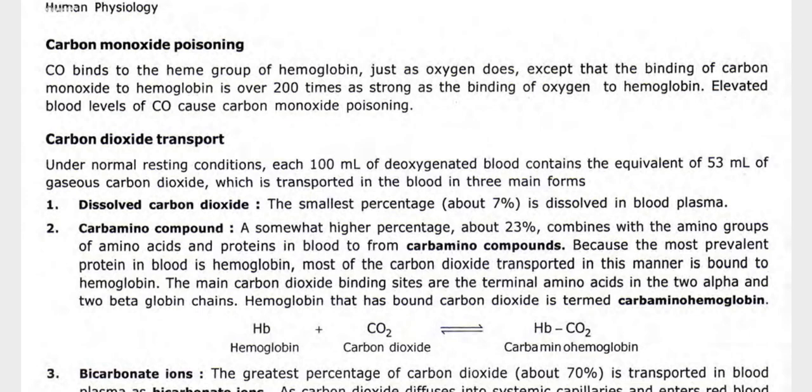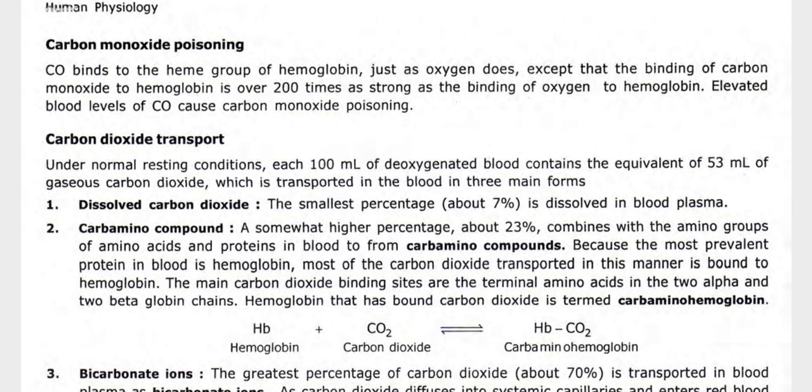Carbon monoxide poisoning. CO binds to the heme group of hemoglobin just as oxygen does, except that the binding of carbon monoxide to hemoglobin is over 200 times as strong as the binding of oxygen to hemoglobin. Elevated blood levels of CO cause carbon monoxide poisoning.